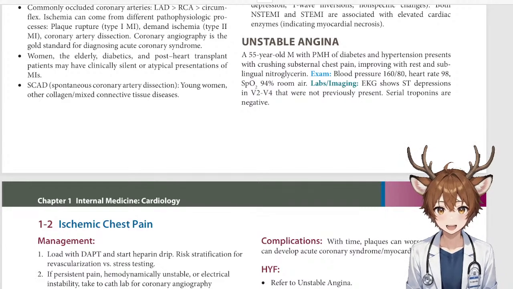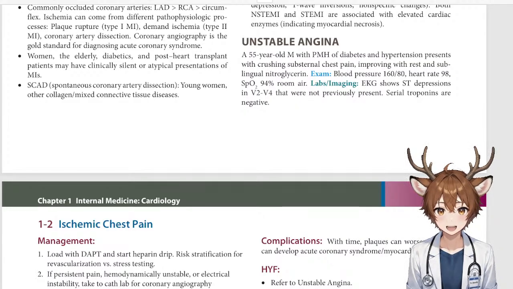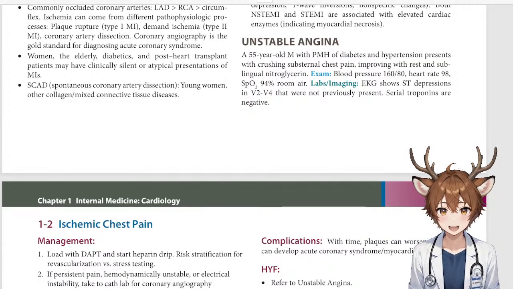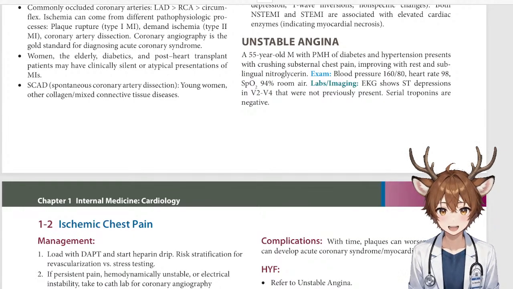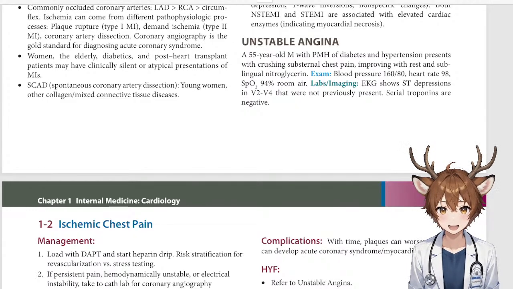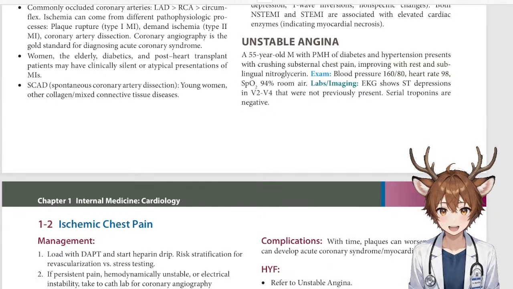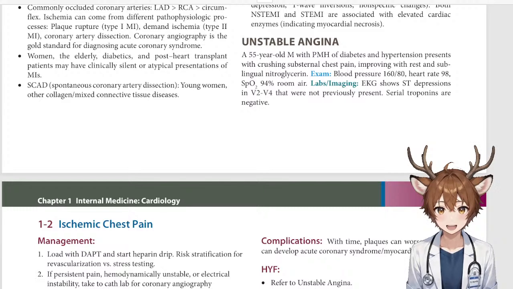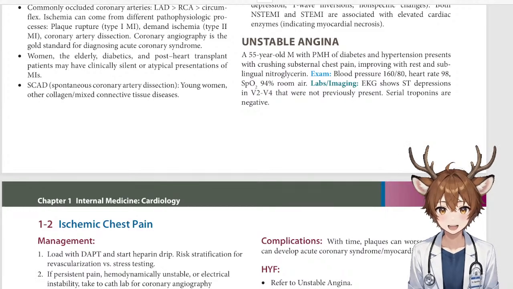What about unstable angina? A 55-year-old male with a past medical history of diabetes and hypertension presents with crushing substernal pain, improving with rest and sublingual nitroglycerin. Exam: blood pressure 160/80, heart rate 98, oxygen 94% on room air. Labs and imaging: EKG shows ST depressions in V2 through V4 that were not previously present. Serial troponins are negative though. And that's why it's not actually an MI. It's, in this case, unstable angina.